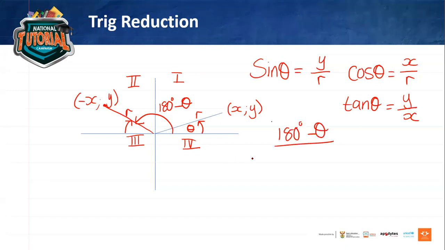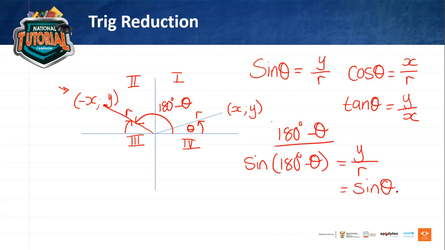Now we know from grade 10 that sine of our angle is going to be the y coordinate over the r coordinate. Our y coordinate in this quadrant is just y, but our x coordinate has changed sign. But we're looking at sine, so y over r, which is exactly the same as what we had if we just looked at sine of theta. So that's our first reduction formula: sine of 180 minus theta is equal to sine of theta.